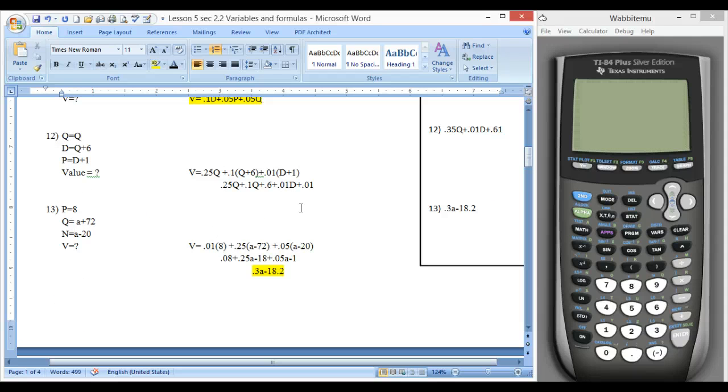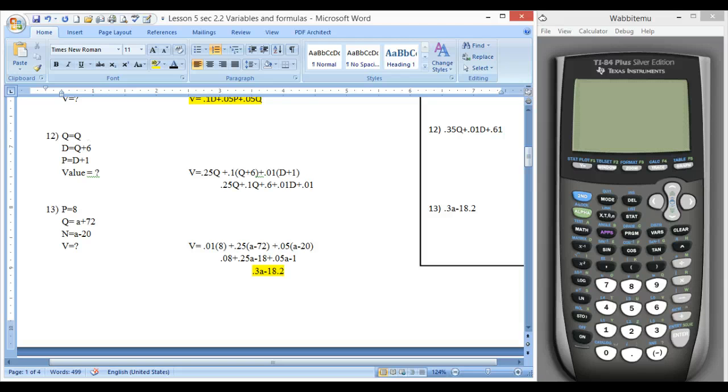Let's go to the next one. Again, Q equals Q. This means that I won't be able to find the exact amount or total because I'm being left with variables. Here's another one. Q plus 6 is the dimes, and pennies is D plus 1. So let's start from the beginning.